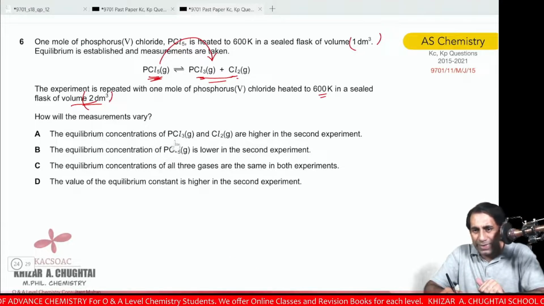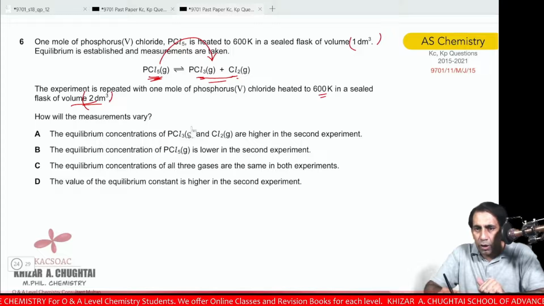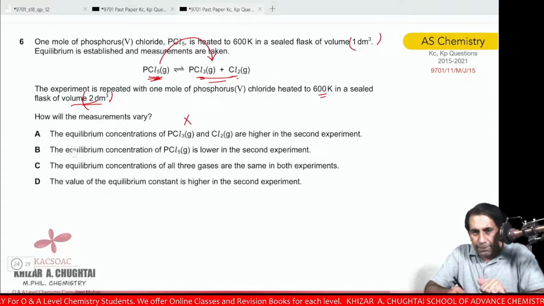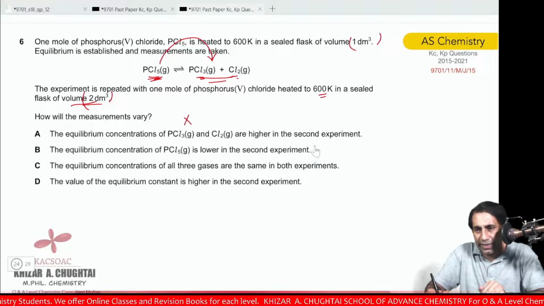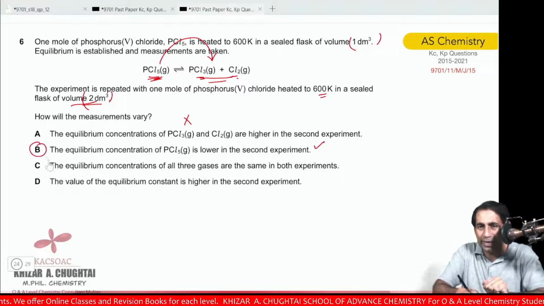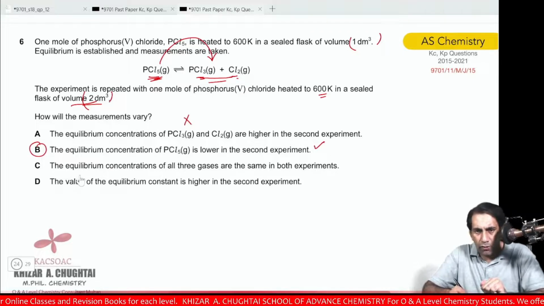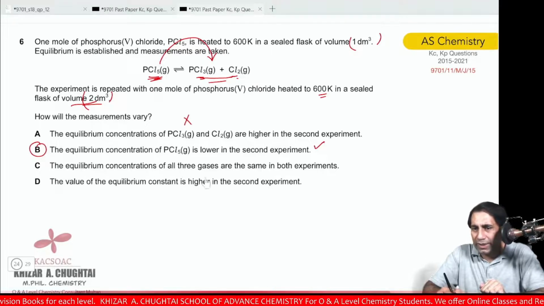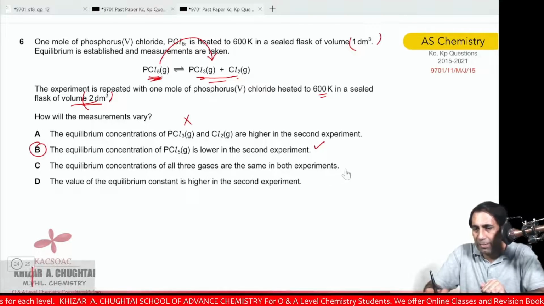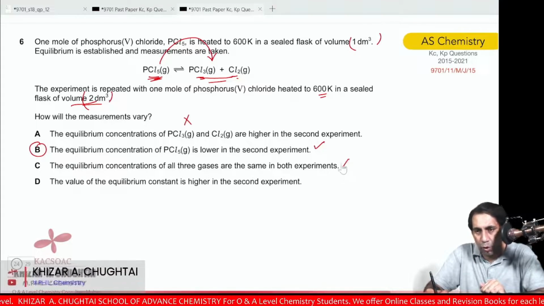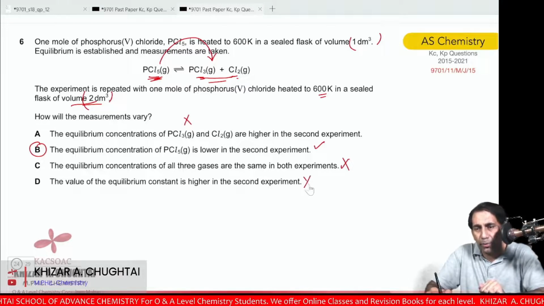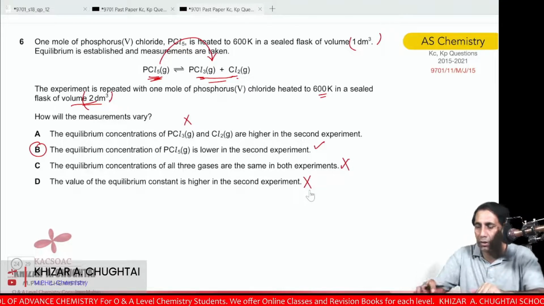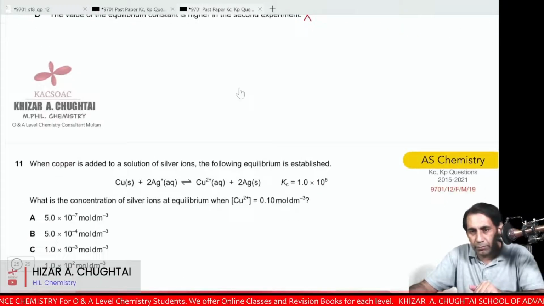Equilibrium concentration of PCl3 and Cl2 are higher? No, PCl3 is not higher. Equilibrium concentration of PCl5 is lower in second? Yes, it is true. I mean B is the correct option. However, let me check the other one. Equilibrium concentration of all these gases are same in both experiments? No. The value of equilibrium constant is higher? No, equilibrium constant will be changed only by changing the temperature.